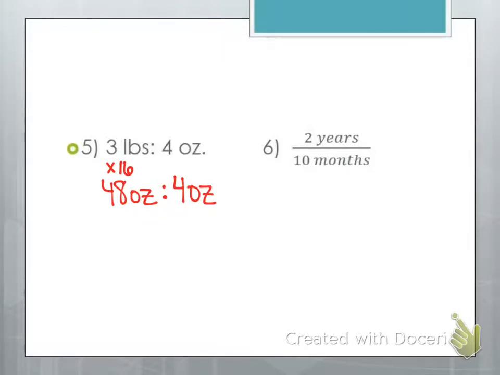Both of those numbers are divisible by 4. 48 divided by 4 gives us 12 ounces. 4 divided by 4 is 1 ounce. Good. Remember, don't leave off the 1.